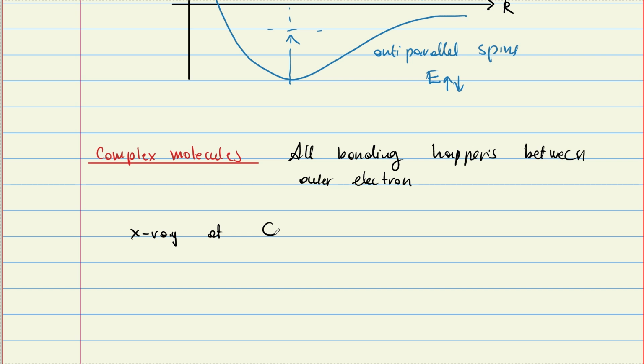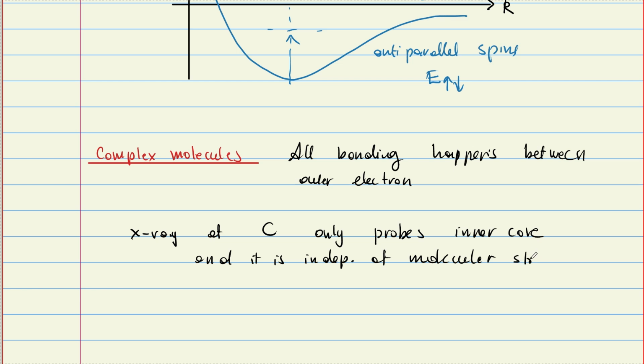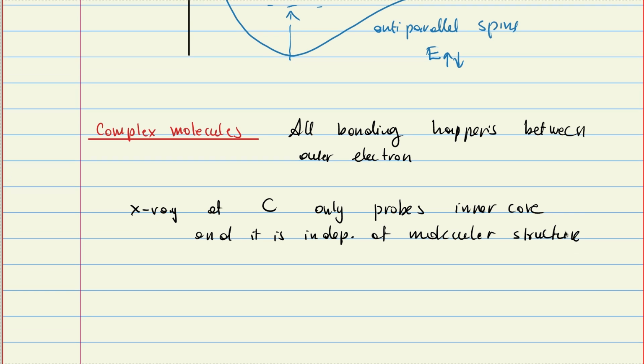And that means the core of the carbon atom is unchanged, right? That's what X-ray is probing. And all the bonding, all the molecular stuff, is happening for the outside electrons. X-ray of carbon only probes the inner core, and it is independent of molecular structure. Then we have to think about molecular orbitals and bonds for higher and higher shells, right? This is the message.